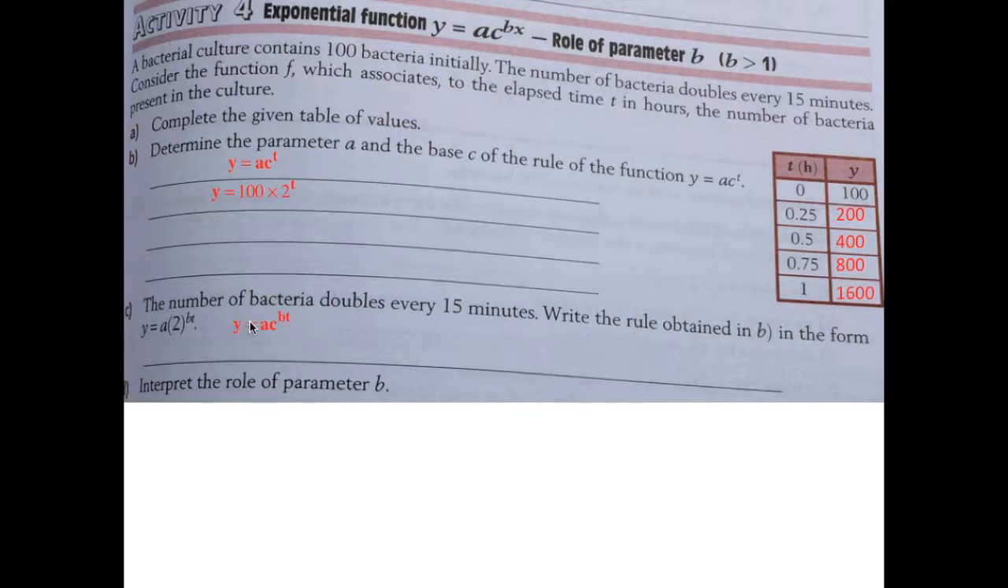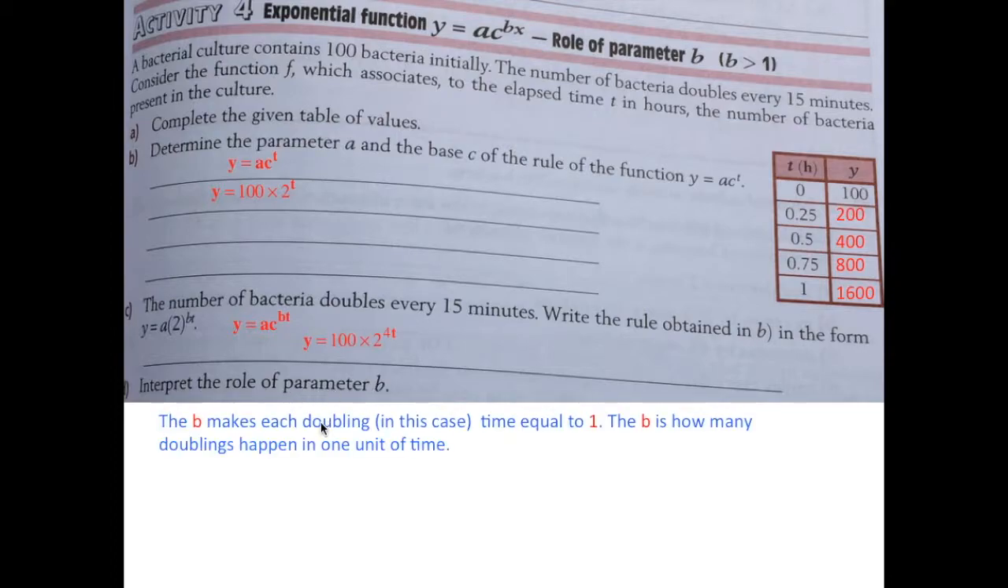So if we're looking at y is equal to a times c to the bt, we're going to get y is equal to 100 times 2 to the 4t. Interpret the role of parameter b. The b makes each doubling, in this case, time equal to 1. The b is how many doublings happen in 1 unit of time. And the unit of time we're talking about is an hour. So how many doublings happen in an hour? 4. Here, t must be adjusted.